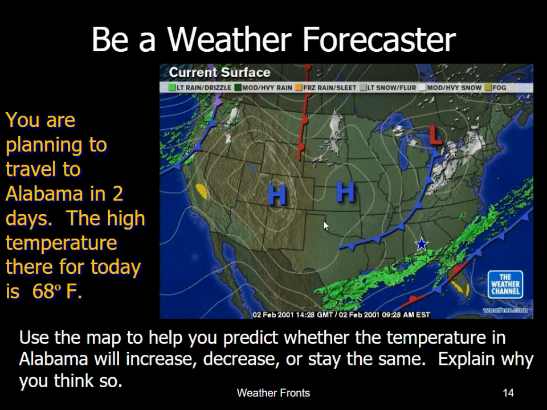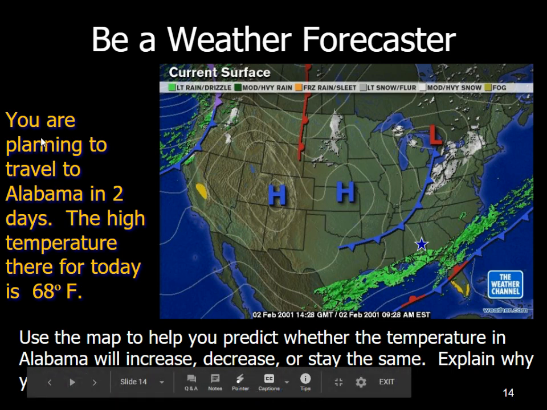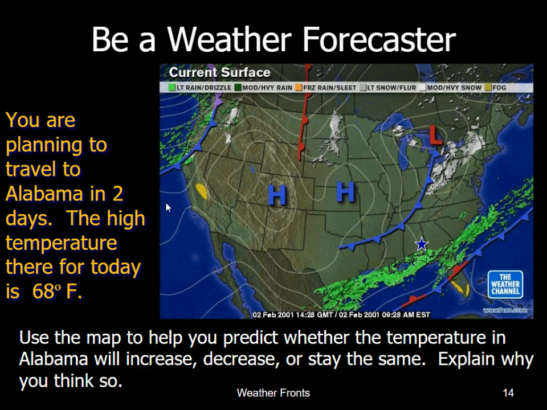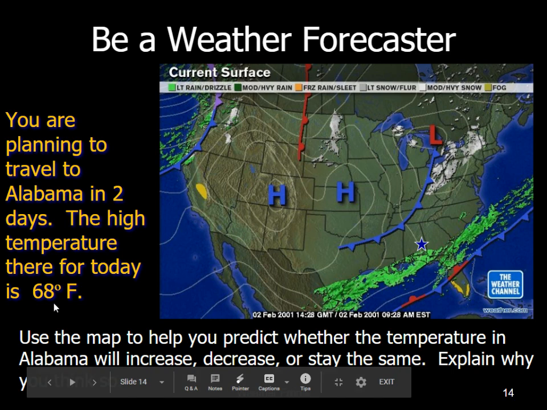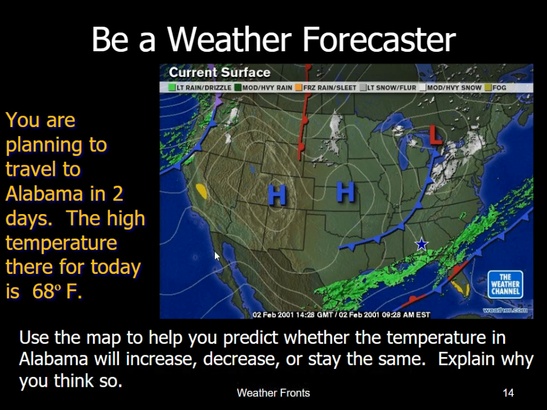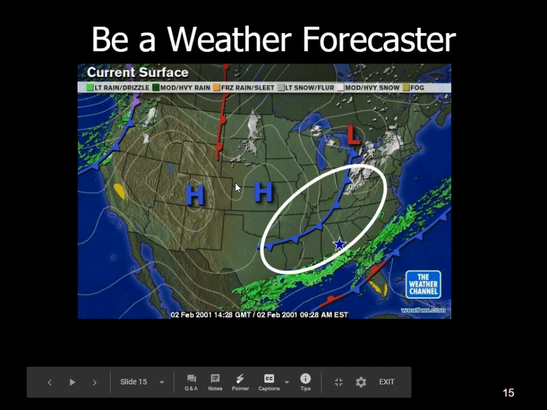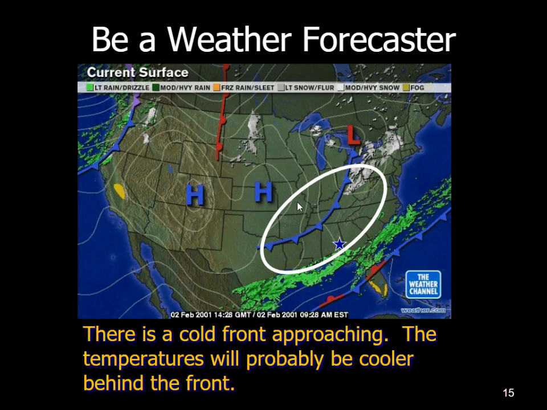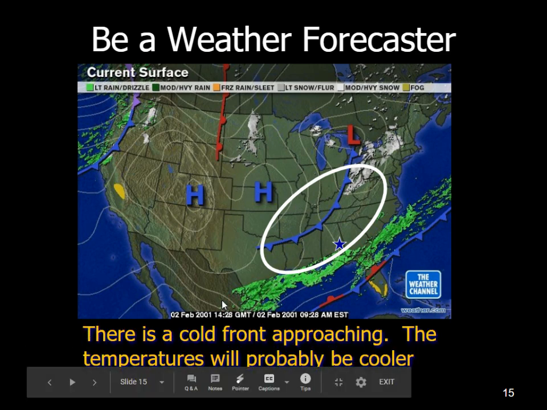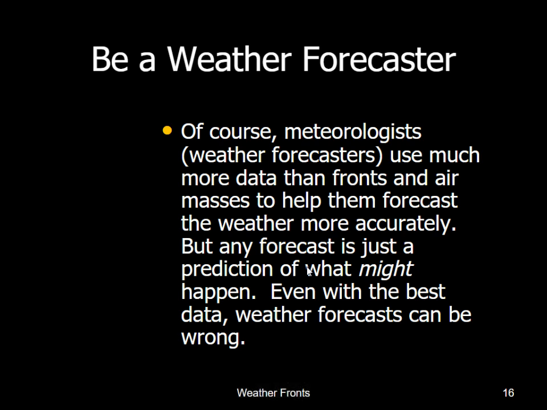Now, use the map to try to figure out where most of the storm is going to come. You need to make sure that you are planning a travel day for two days in Alabama. Right here, it is 68 degrees Fahrenheit. You want to figure out how you need to pack based on what's coming through, and that'll be the question for this particular one. There is a cold front approaching, so it will probably be cooler than the 68 that you were looking at.